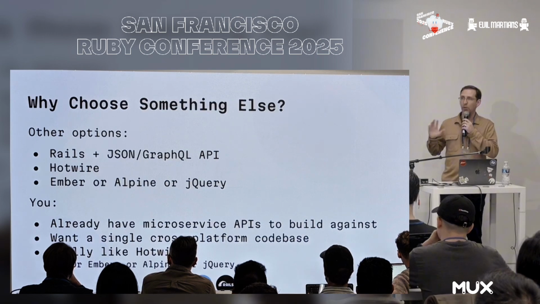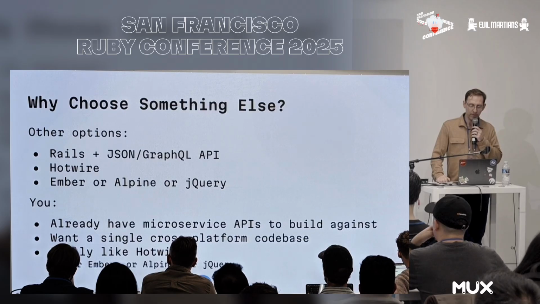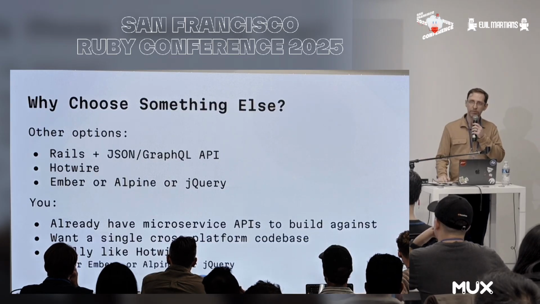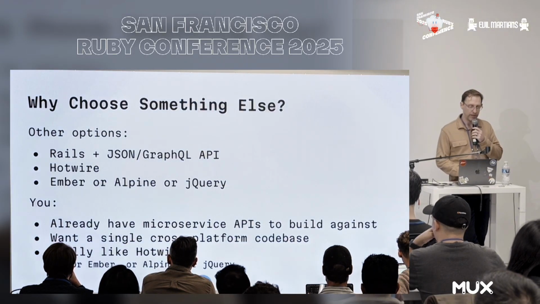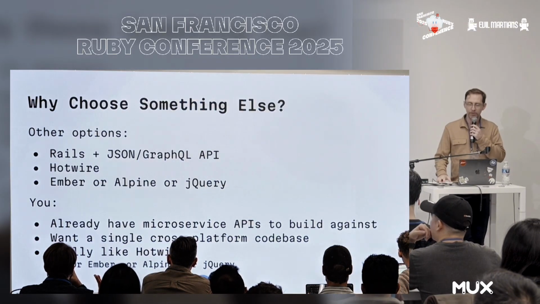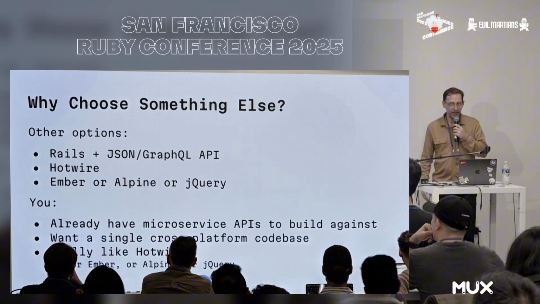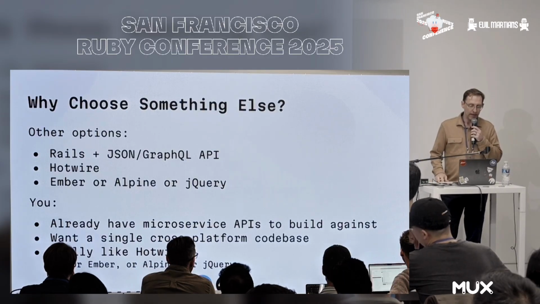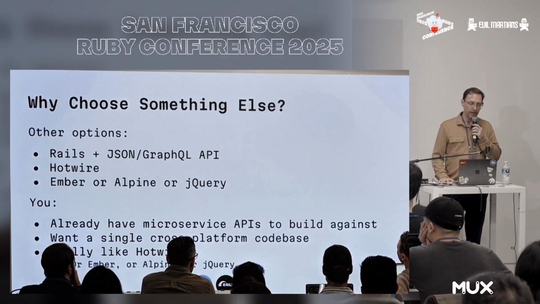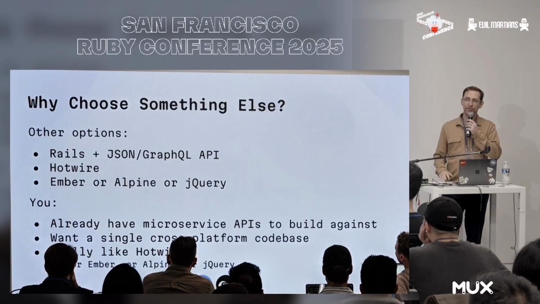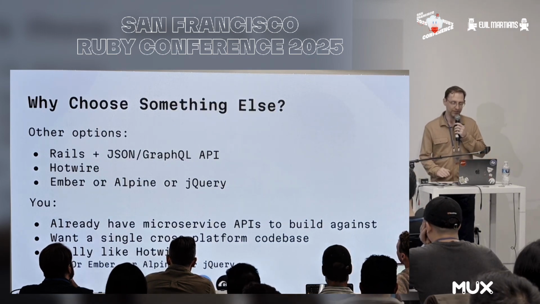Okay, so before we talk about why you might want to choose Inertia, let's talk about why you might want something else. There are, of course, other options for building a front end with Ruby on Rails. Probably the most common way to put a Rails and a React app together is to use something like a JSON API or GraphQL API. Hotwire, of course, is the default stack in Rails. That is a different option you could choose. And then there's a lot of stuff floating around the internet. There's Ember, there's Alpine, jQuery, all kinds of stuff that's still in service.